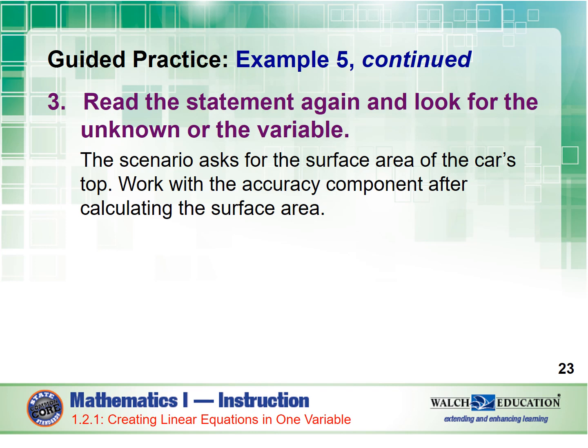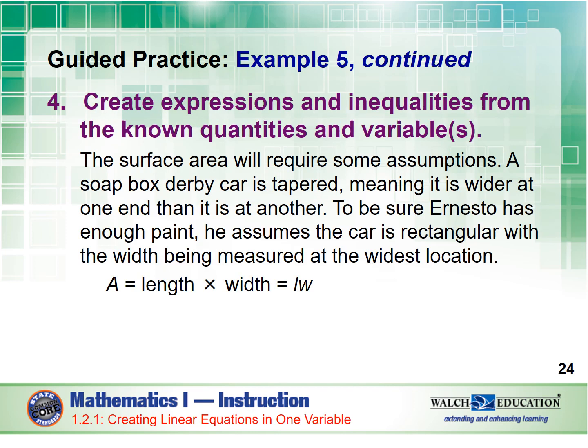We're going to read it again and look for the unknown or the variable. The scenario asks for the surface area of the car's top. We're going to work with the accuracy component after calculating the surface area. Our soapbox derby car is tapered, meaning it's wider at one end than the other, so we have to assume a little. To be sure Ernesto has enough paint, he assumes the car is rectangular with the width measured at the widest location.